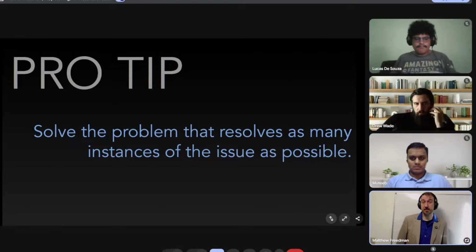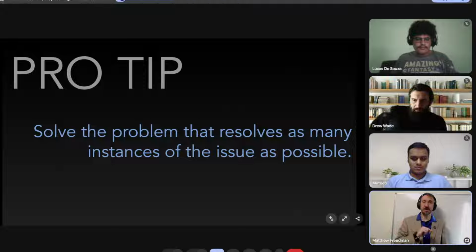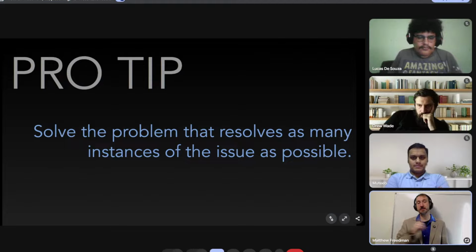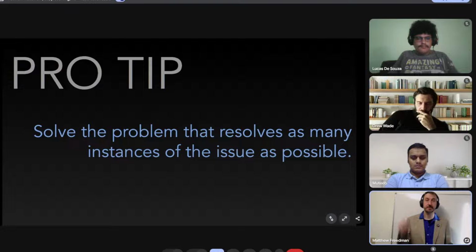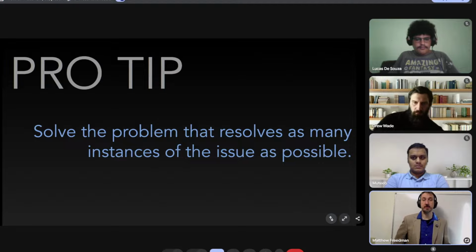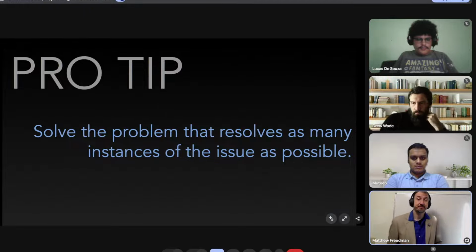Okay, so quick pro tip here. You want to solve the problem that resolves as many instances of the issue as possible. So if you've got a design problem that players are encountering in multiple areas, try to avoid solving that piecemeal. Try to understand what the common problem that's shared across all of these issues is. Solve that problem. So for example, if you've got a bad camera, you can put in very bespoke camera assistance and camera guidance volumes and all that kind of stuff to whenever these problems occur, or you can just fix the damn camera.